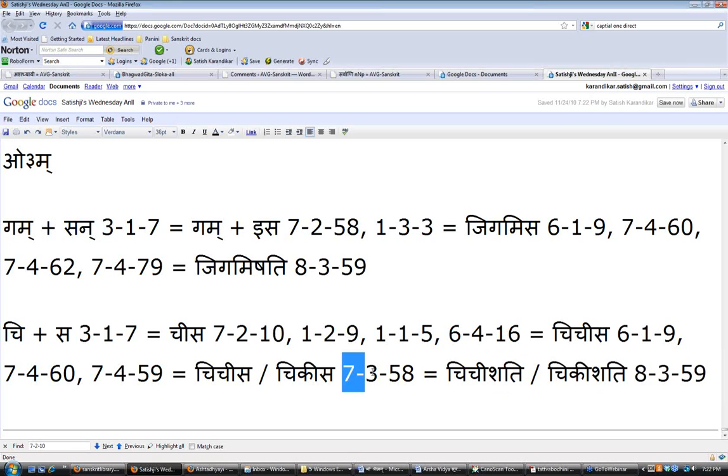Okay, so this was a special rule, 7358, vibhasha chehi. Of course, I put the wrong shakara over here. Sorry, it should be murdhanya shakara. Always murdhanya shakara. You're not going to get the talavya shakara. This is murdhanya shakara only.